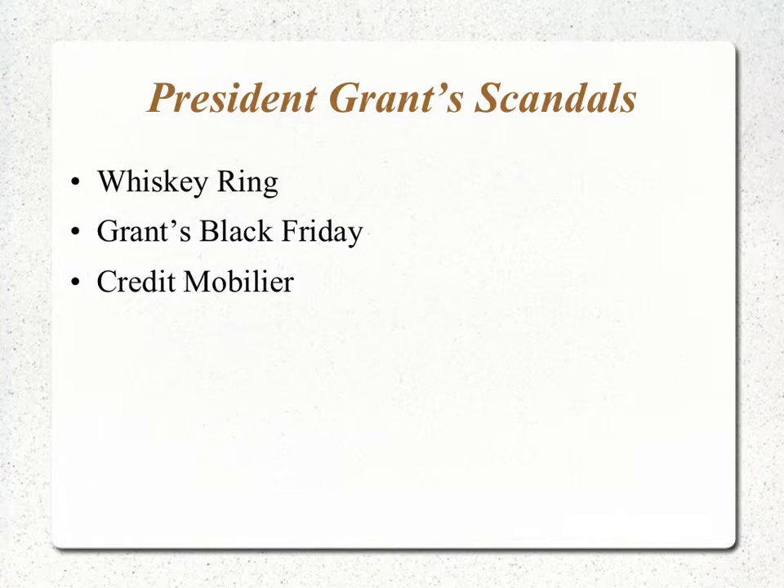There were 3 big scandals during the presidency of Ulysses S. Grant, who was president of the United States from 1869 to 1877. The first scandal is the whiskey ring that occurred in 1875. After the Civil War, liquor taxes were raised. Large distilleries, these were the places that make the liquor, bribed government officials so that they could keep some of the tax proceeds. 110 people would eventually be convicted of tax fraud during this whiskey ring scandal.